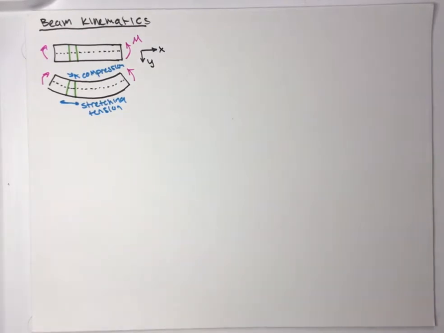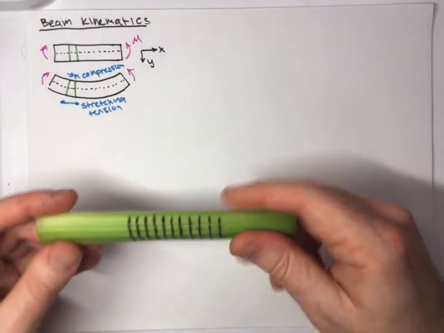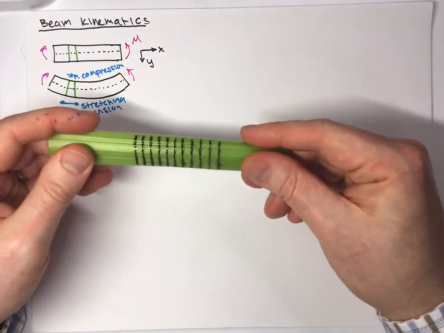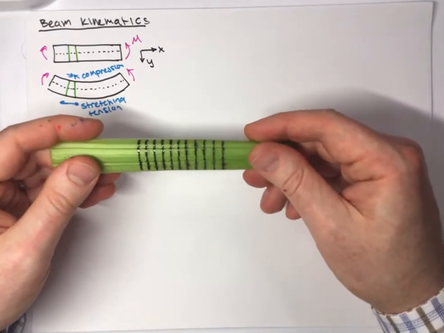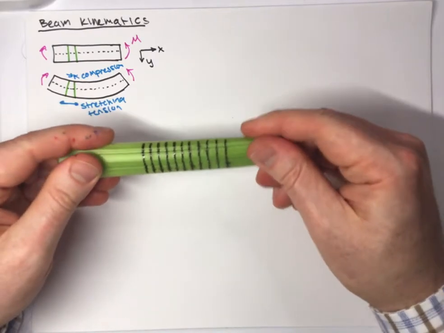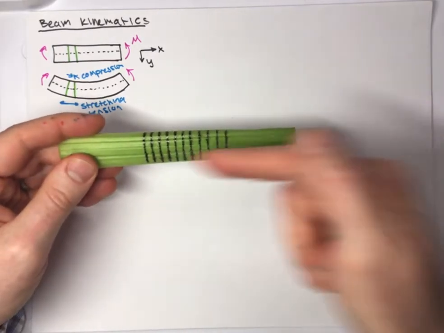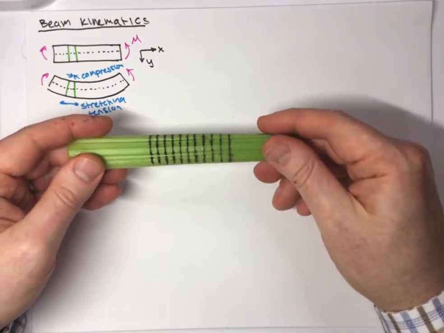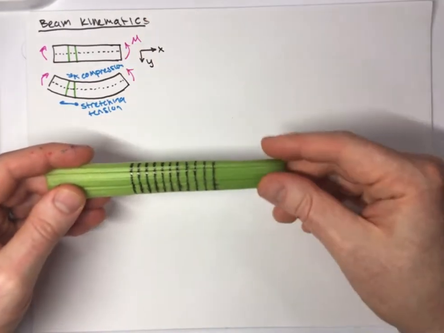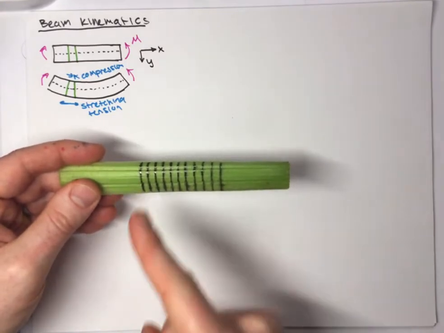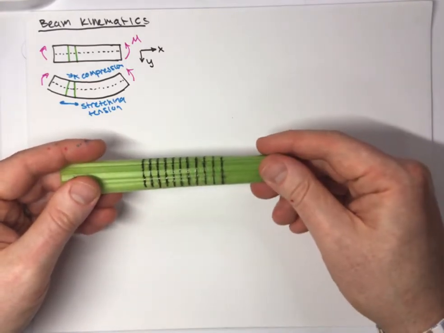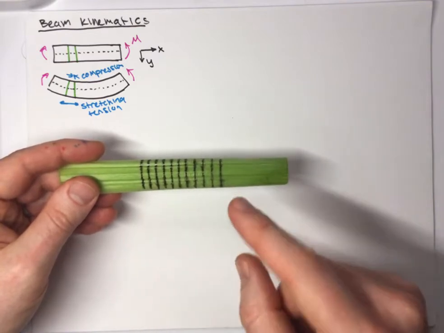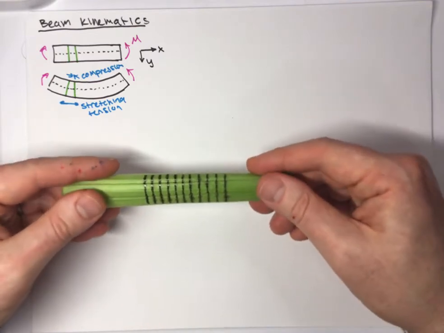Now, I think the best way to see this is with an example, and I've mocked this up with a piece of celery. You could do it with some other vegetable. Just pick one that's kind of pliable. I like celery because it has lots of horizontal lines, just like our dotted line here. Now you can see I've drawn a bunch of black lines in our celery, and what we're going to do is we're going to try and track those as we bend our celery stalk here.